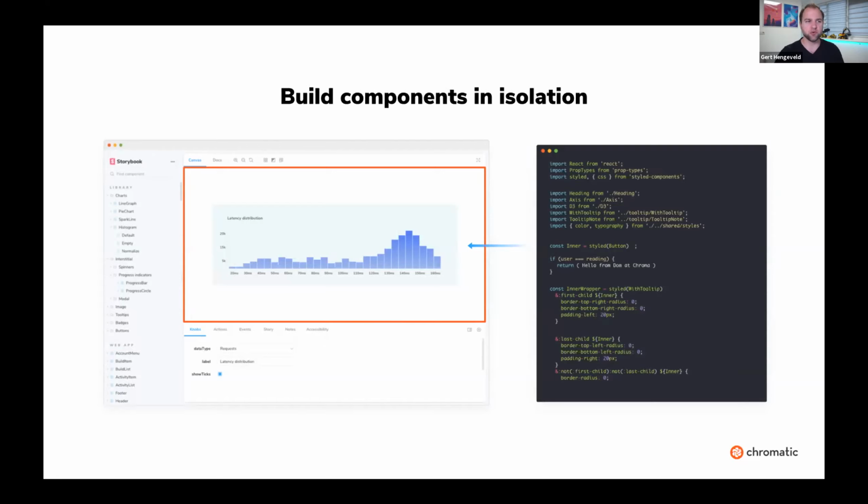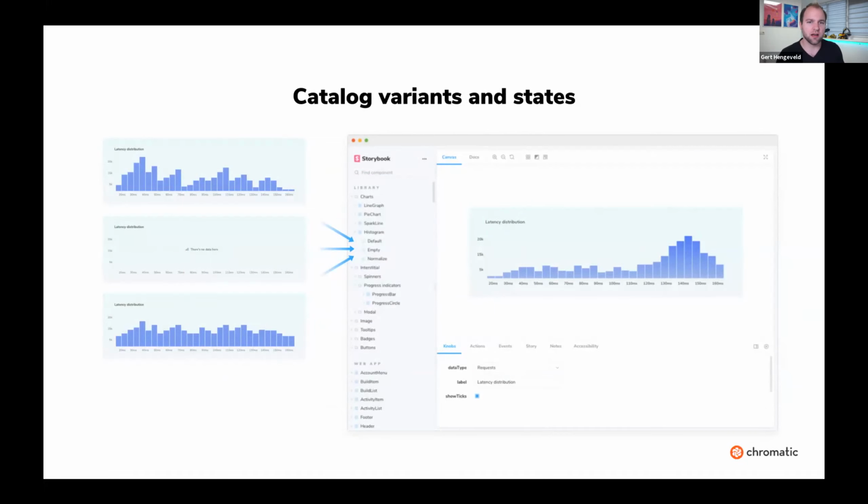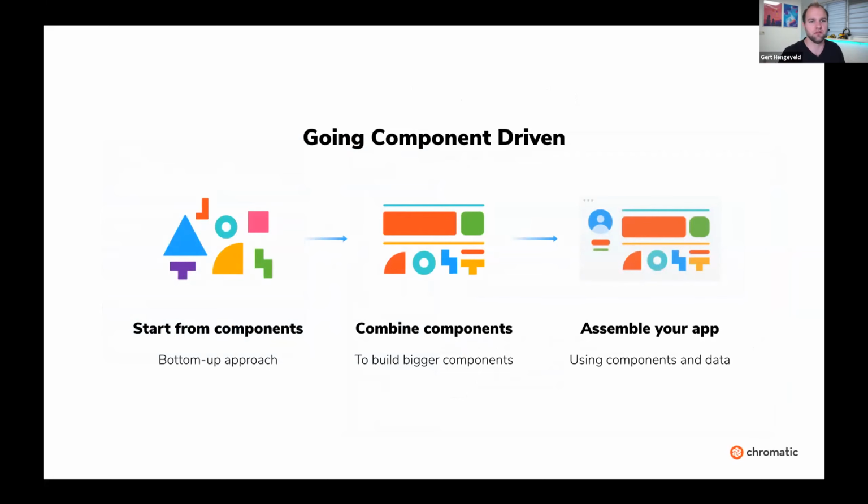Which is great because you don't have to deal with the entire context of the rest of the app. You can just focus on this one component. And cataloging variants and states is represented in the tree view in the catalog of your Storybook. So say you have this graph component and it has three different states, like a default state, which is typically your ideal scenario, and an empty state, in which case you don't have any data, and some normalized states in this particular example, which depends on what your component is about.